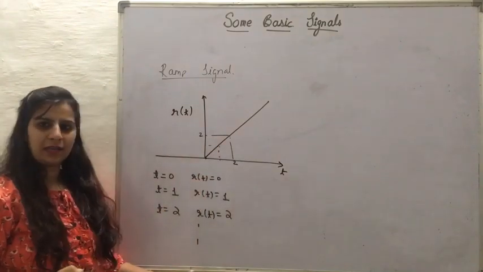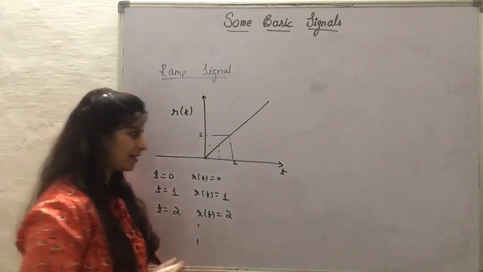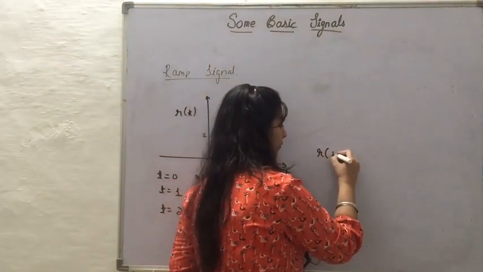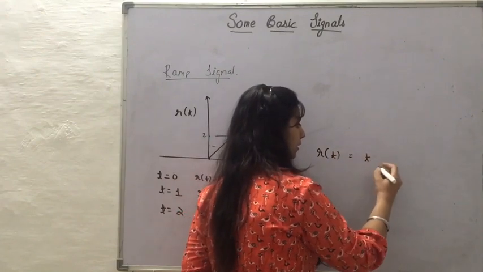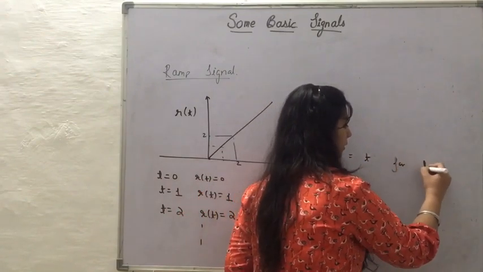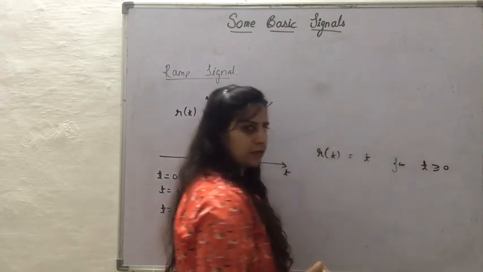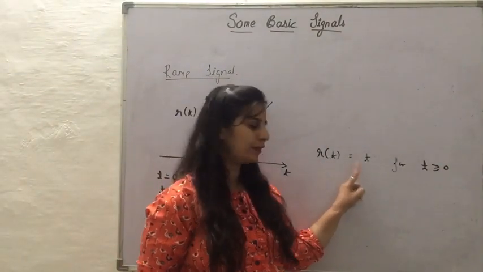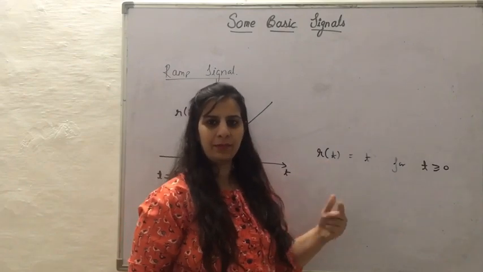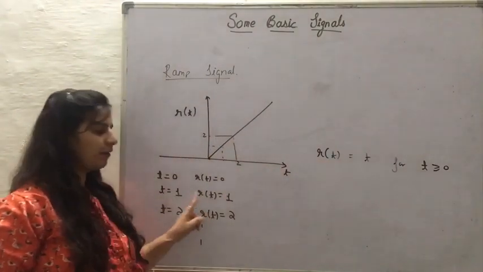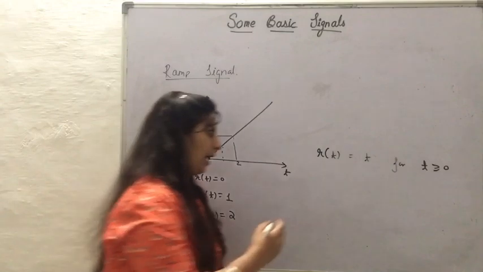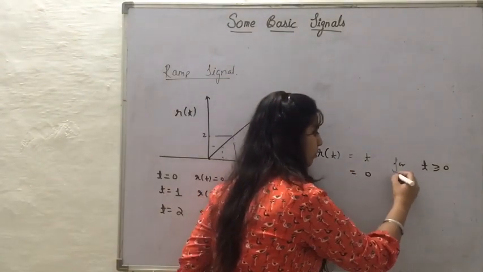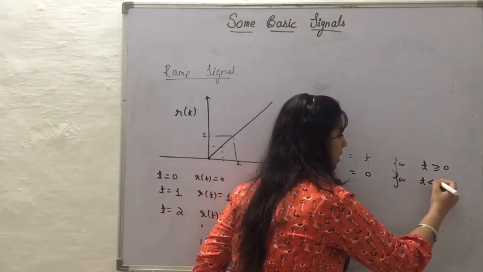So this signal is given mathematically as r of t equal to t for time greater than or equal to 0. That would mean when time t is equal to 0, the value is 0. When time t is equal to 1, the value is 1, and so on. And this is equal to 0 for t less than 0.